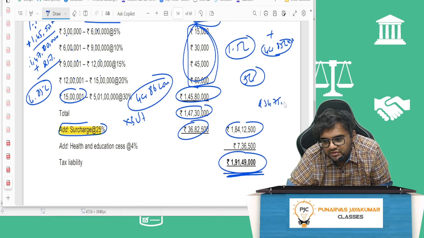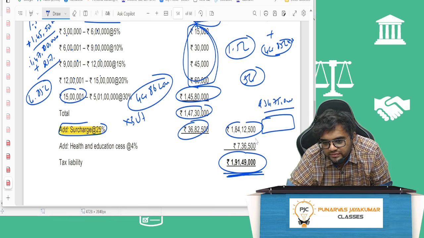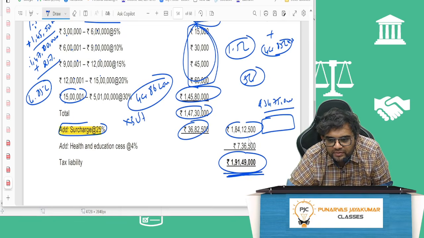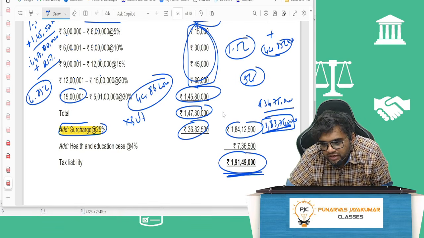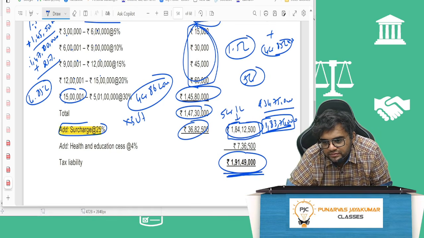36 lakh 75,000 is surcharge. And what is the total here finally? 1 crore 47 lakh plus 36 lakh 75,000. You see the difference, hardly anything. If I am earning 5 crore 1 lakh, I'll have to pay 1 crore 84 lakh 12,500. Here if I am earning 5 crore, I have to pay 1 crore 83 lakh 75,000. To that, if I tell Nirmala aunty take that 1 lakh extra, it will become 1 crore 84 lakh 75,000.